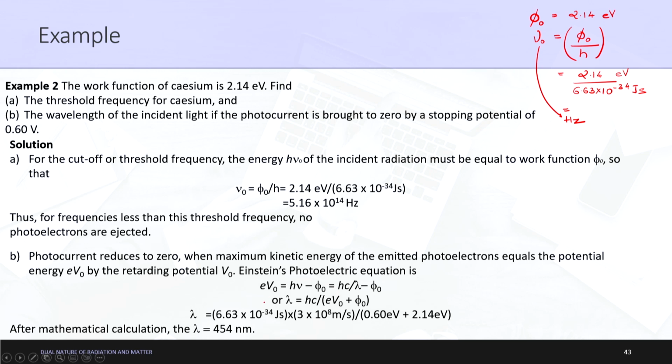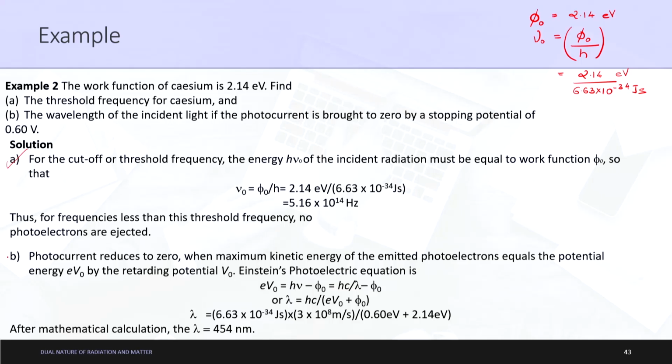So the first question is that the threshold frequency is to be found, and threshold frequency is nu naught, which is equal to phi naught by h. Please remember to convert this electron volts by multiplying by the charge of an electron, which is 1.6 into 10 to the power minus 19 coulombs. So this has been done. Let us move on. Thus, for frequency less than this threshold frequency, no photoelectrons are ejected.